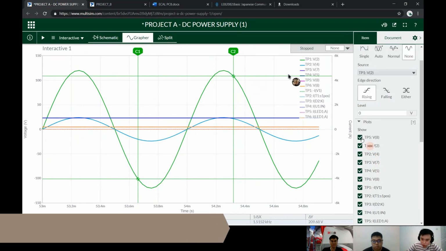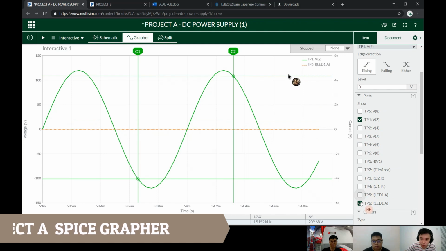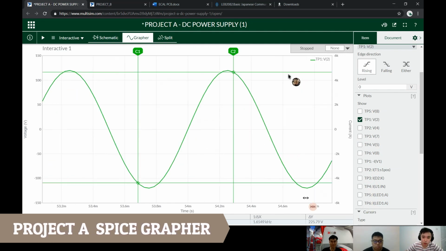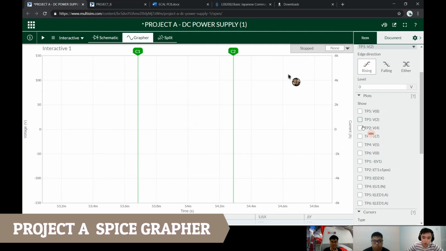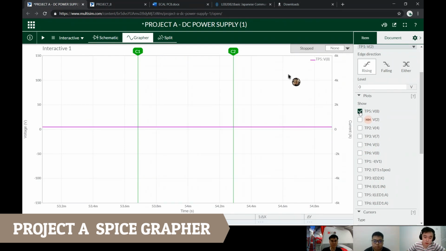So for now, I will first show our graph before the transformer, which is TP1. This is the graph of our circuit before the transformer. While TP2 represents the graph after the transformer. And TP3 is the constant DC after the bridge rectifier. And TP4 is the constant DC after the filter. And TP5 represents constant DC after voltage regulation. And TP6 is load voltage VL.